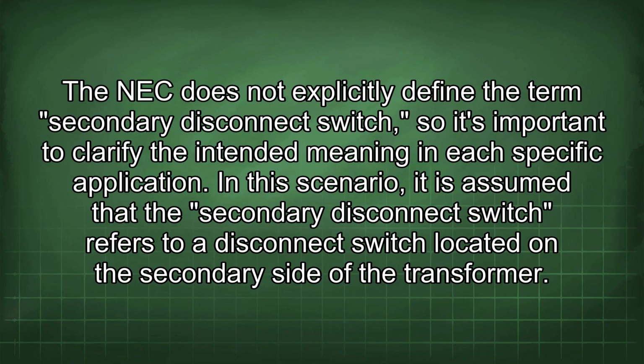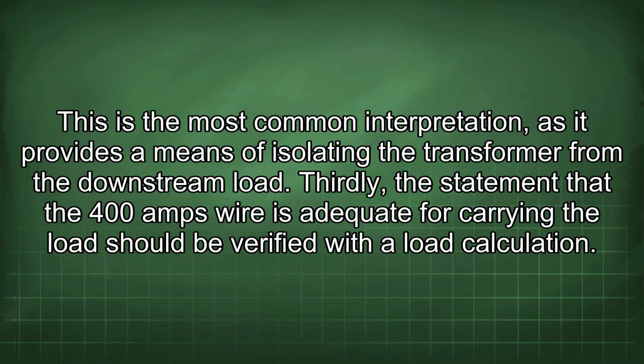each specific application. In this scenario, it is assumed that the secondary disconnect switch refers to a disconnect switch located on the secondary side of the transformer. This is the most common interpretation, as it provides a means of isolating the transformer from the downstream load.